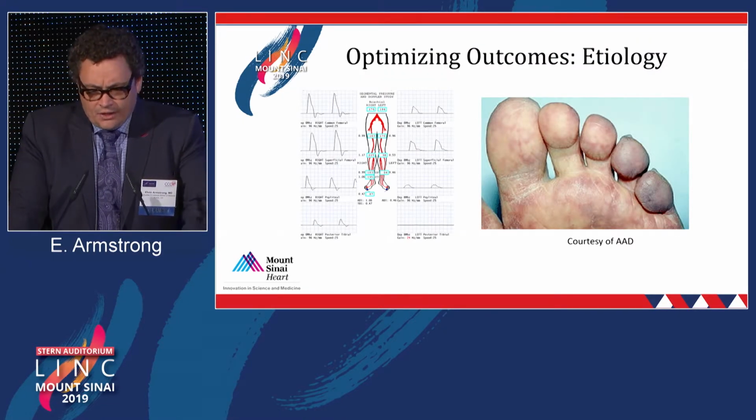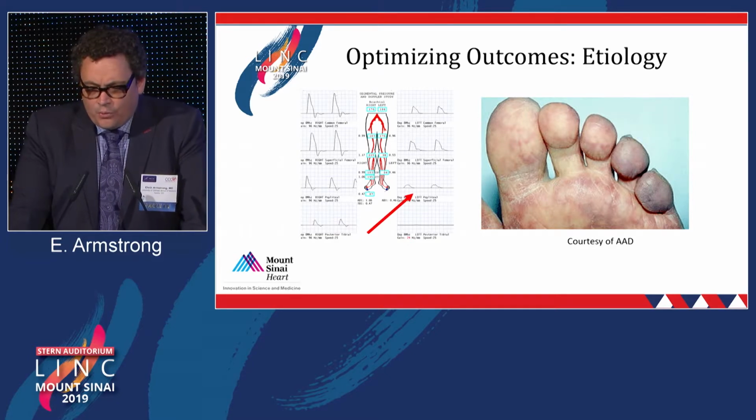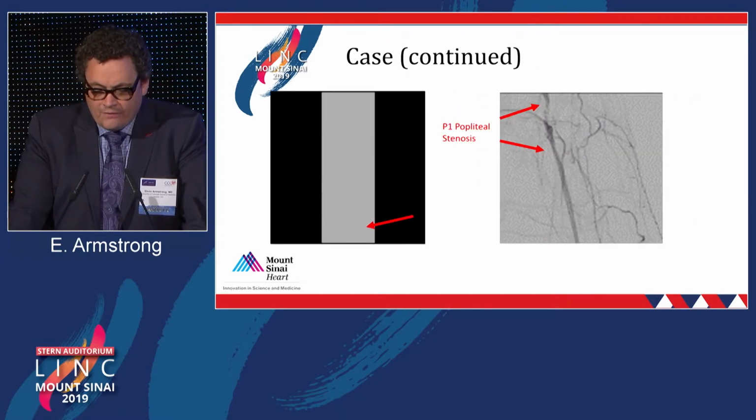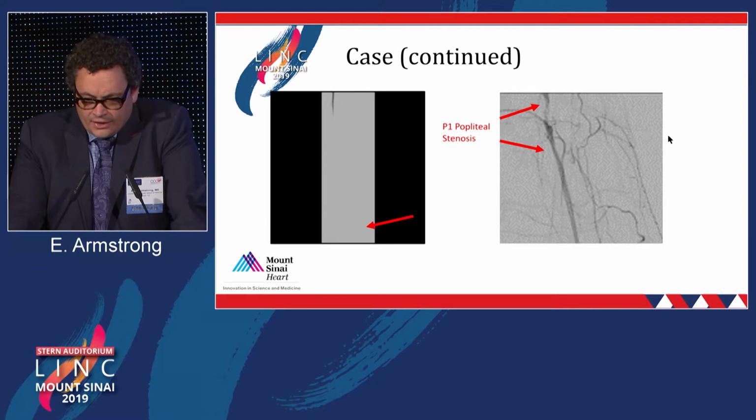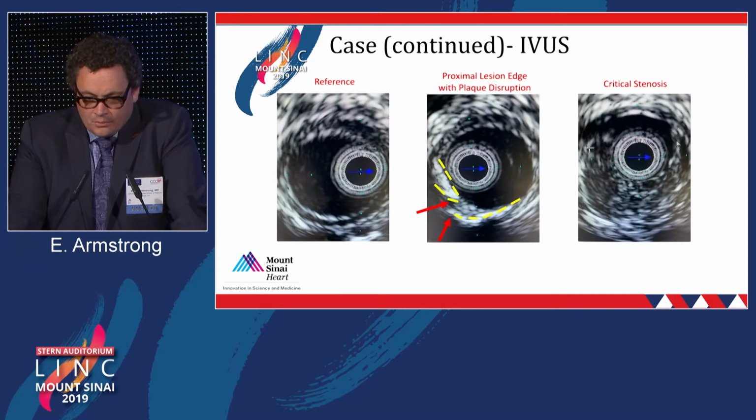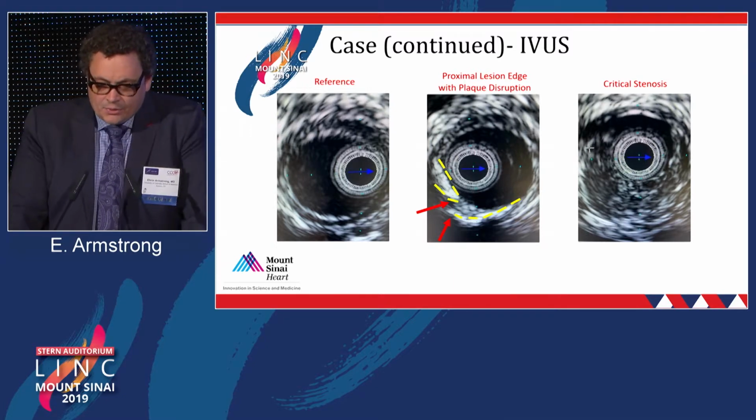With regards to etiology, IVUS also provides very important information with regards to the plaque characteristics. This is a patient who had mottled toes. You can see evidence of significant dampening at the popliteal waveforms and in the infrapopliteal segment. She had evidence of a subtotal popliteal occlusion on angiography, as demonstrated here on magnification. The question becomes, what is the etiology of this case? Is this embolism? Is this thrombus? Is this calcific disease that has progressed?